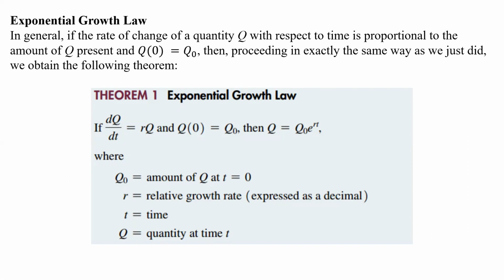So if dq/dt is rq, and q of 0 is equal to q0, what we get is q equals q0 e to the rt. Last time, instead of q0 we called it p, and then e to the rt, and this we called a. So that's kind of what we're doing here. Again, q0 is the amount of q at time 0, r is the relative growth rate expressed as a decimal, t is time, and q is our quantity at time t. So now we've got a nice equation we can use for the exponential growth law.